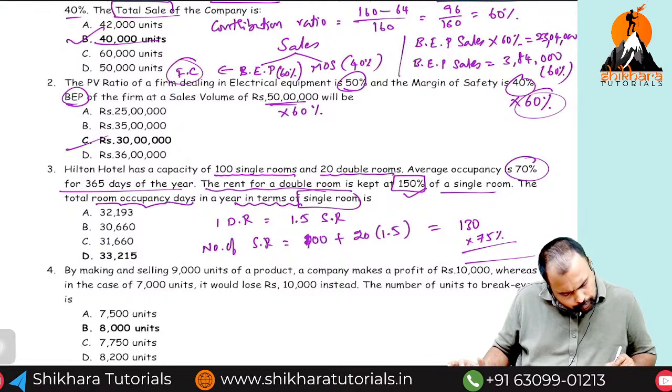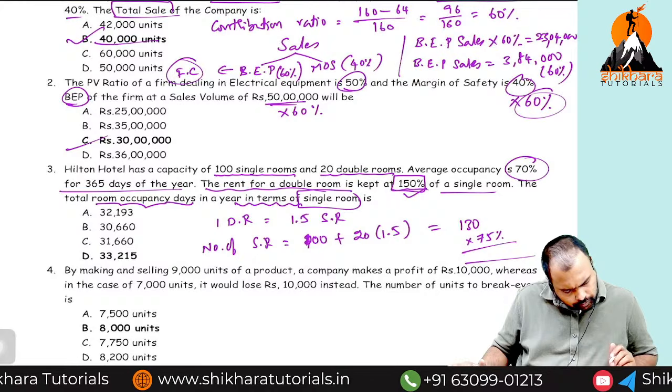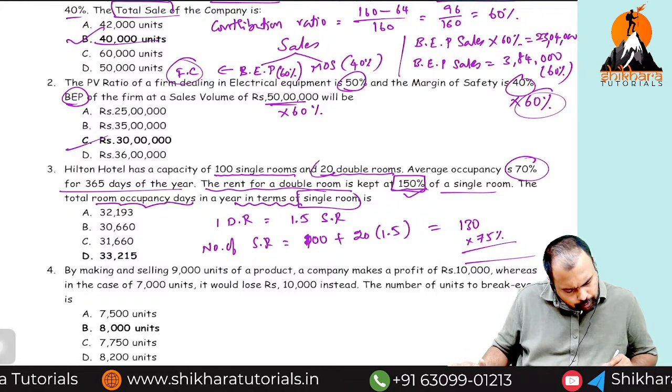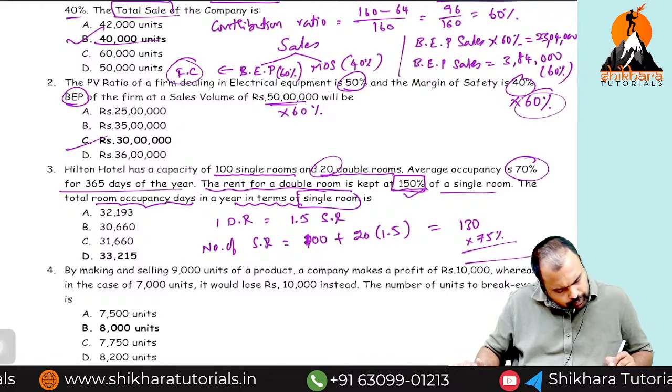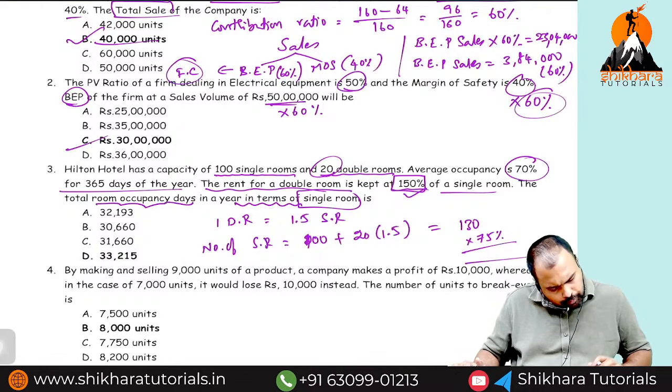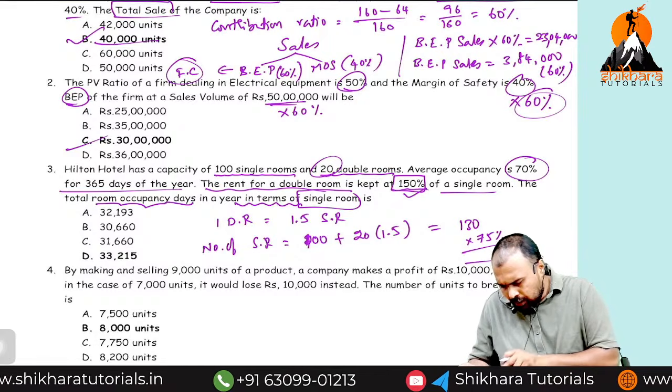The rent of a double room is kept at 150%, so one double room is equal to 1.5 single rooms. How many double rooms are there? 20 double rooms. So it has to be 20 into 1.5, which is 30, plus 100. So 130 is there.